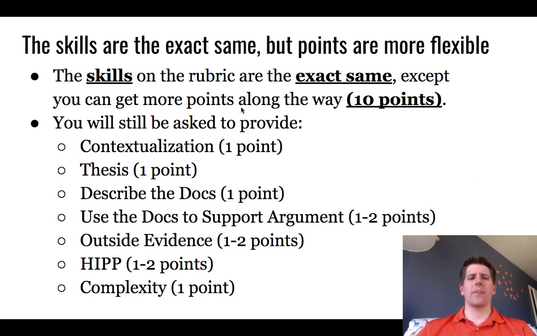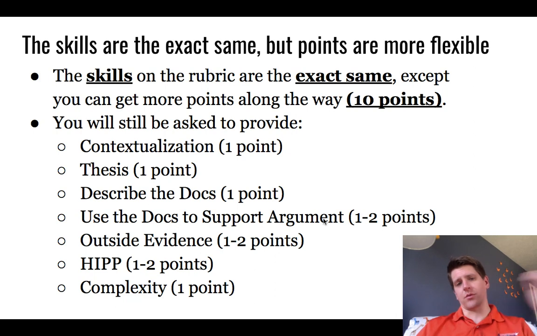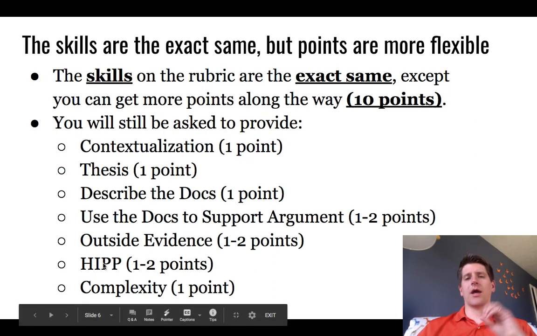So here we go. There's going to be contextualization and a thesis statement. You're going to have to describe the docs. All the stuff was on the exact same DBQ rubric we did before. You're going to need to use outside evidence to support the documents, and use the documents to support your argument. You're going to have to explain why the historical context, the intended audience, the purpose, and the point of view are important. And then the complexity point.